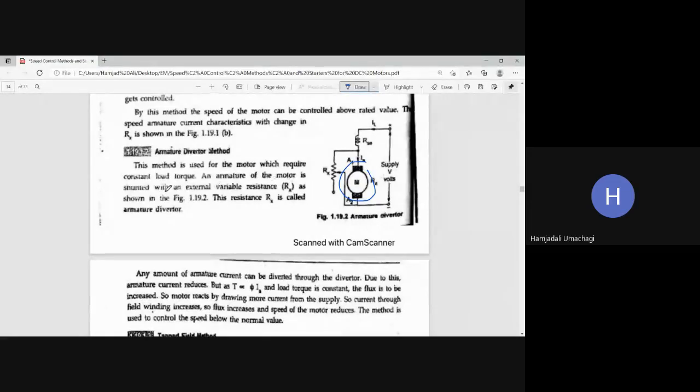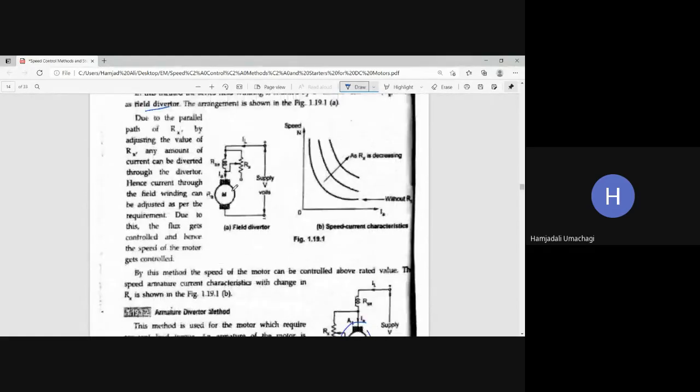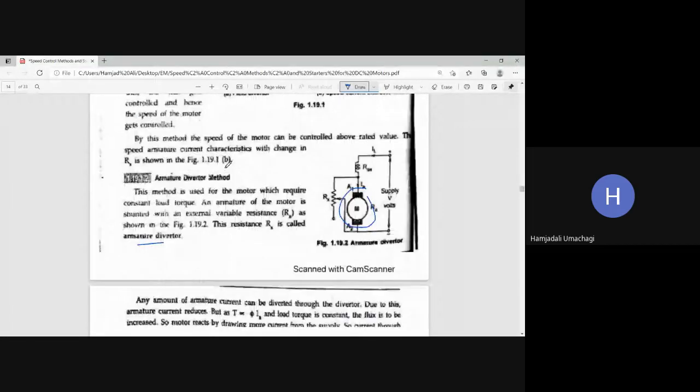The armature of the motor is shunted with an external variable resistance Rx. Here the armature is connected in parallel with the resistance Rx, as shown in figure 1.19.2. This resistance Rx is called the armature diverter, since it diverts the current flowing through the armature. Earlier it was the field diverter because it diverted the current flowing through the field winding, but now this rheostat is diverting the current flowing through the armature.